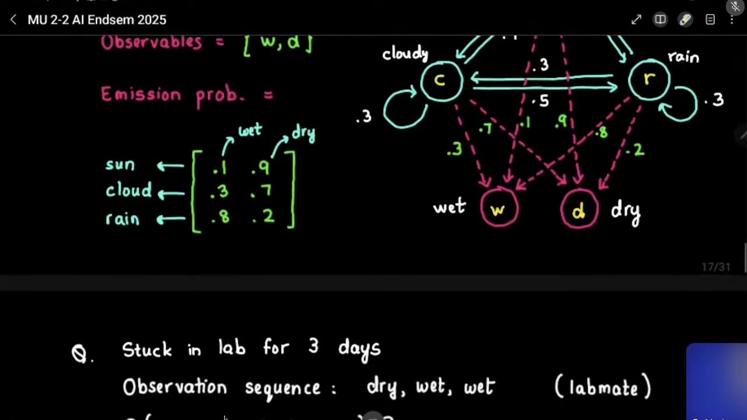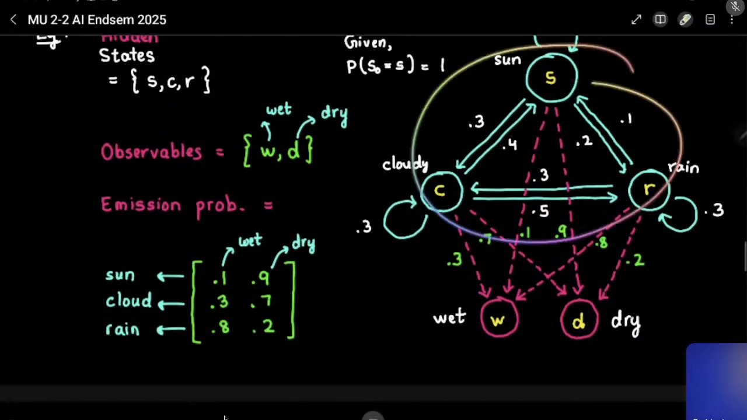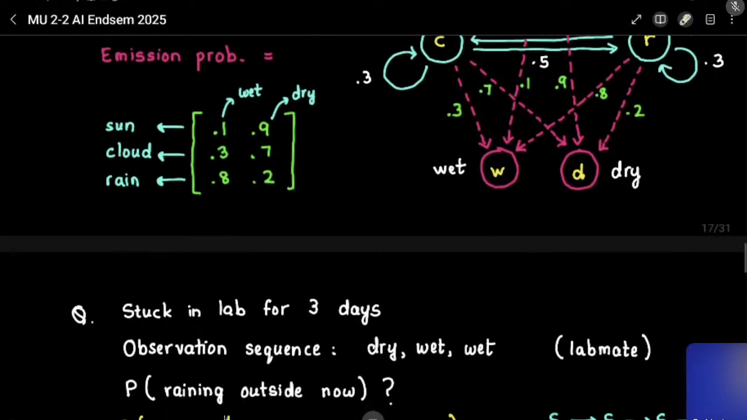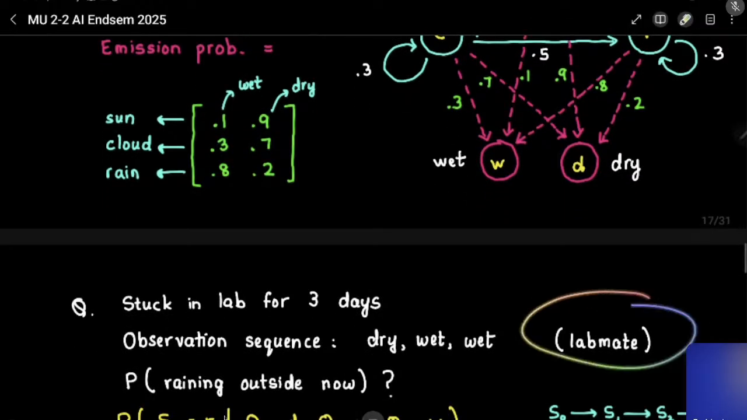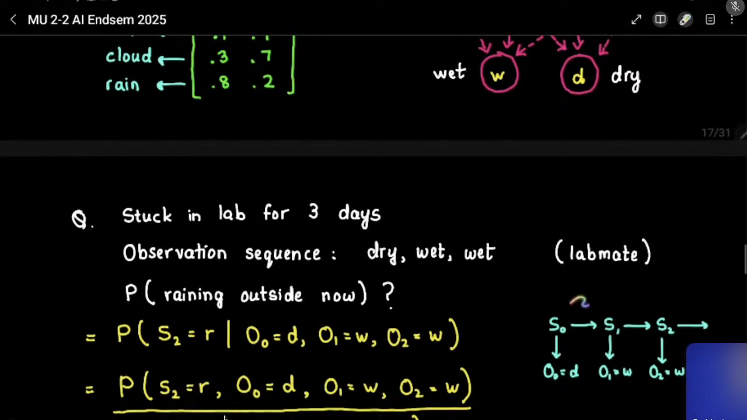Fine, we'll solve some questions. Let's say one question is like this. You are stuck in a lab for 3 days. If you're stuck in a lab, you will not be able to know what the weather is outside. So the hidden Markov model is a good representation. You do not know the state of the weather, but all that you know is the state of your lab mate. Your lab mate is either dry or wet. It begins with day 0. On day 0 you don't know what happened outside. It was either sunny, rainy, or cloudy, but your lab mate was dry.